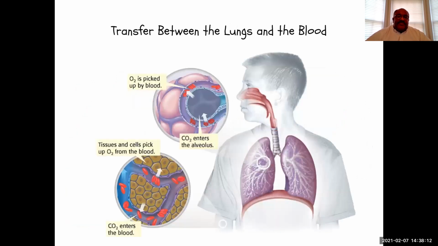This is a visual of what I was talking about, the gas exchange between the lungs and the blood. Like I said, it happens at the capillary level, the microscopic level, and the O2 is picked up by the red blood cells, specifically the hemoglobin molecules on the red blood cells pick up the oxygen at the atomic level, and then CO2 dissolves from the bloodstream through the capillary wall into the alveoli, and then out of the body when you breathe out.